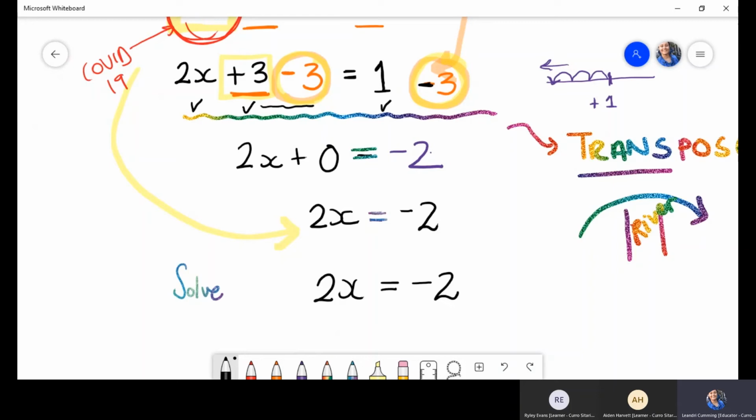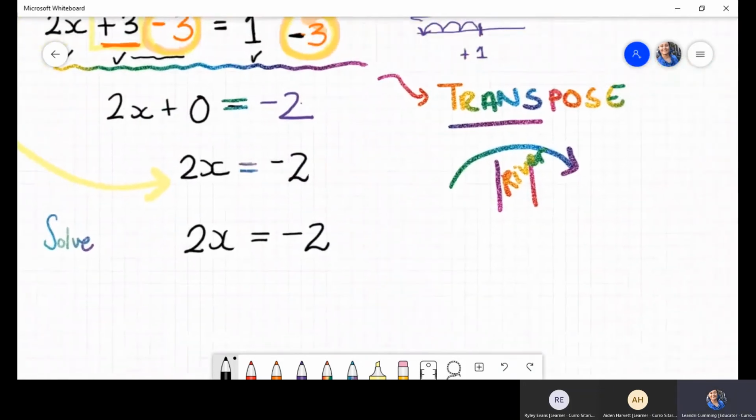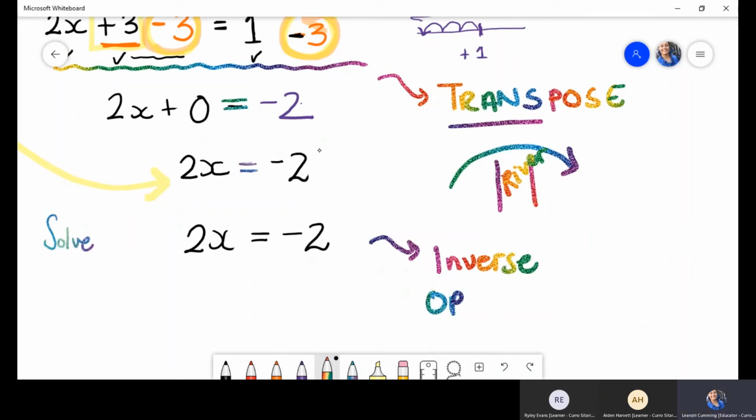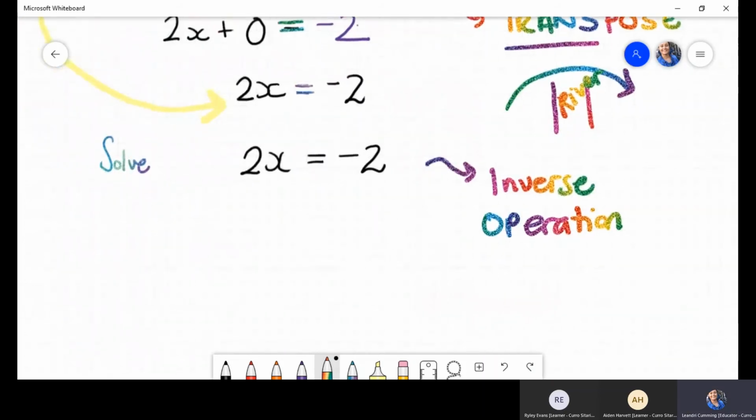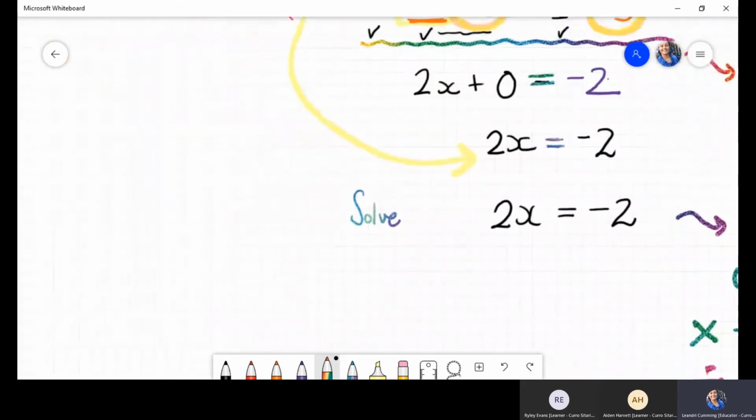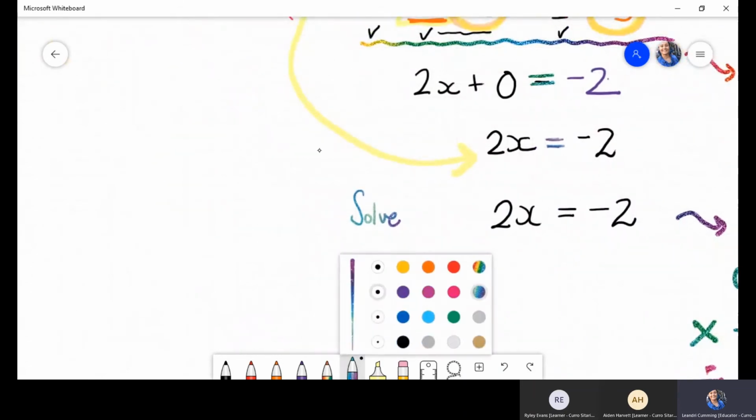minus 2, I need to do the opposite. So there's our next fancy word, inverse operation. Right, inverse means opposite. What is the inverse operation of multiplication? It will be division. What is the inverse operation of division? It will be multiplication. Now let's go back to this 2x right here. What does it mean?